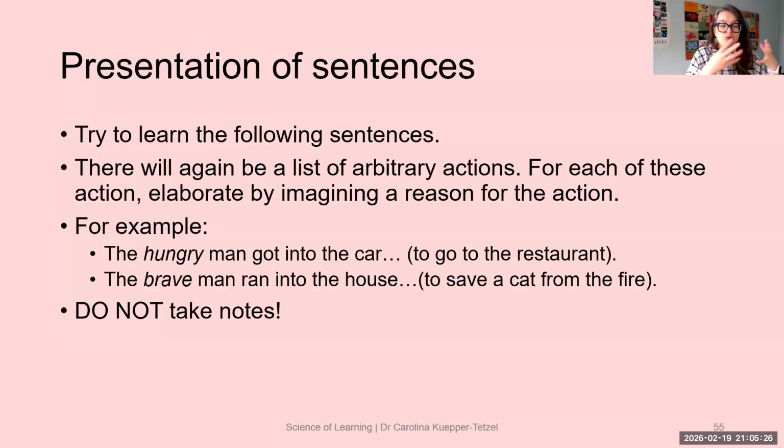The brave man ran into the house to save the cat from the fire. So you think about a reason for the action that I'm reading out. Again, do not take any notes, no notes allowed, but just think about an action as I'm reading out the sentences. Here we go.